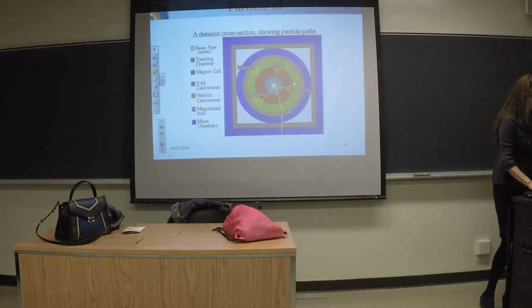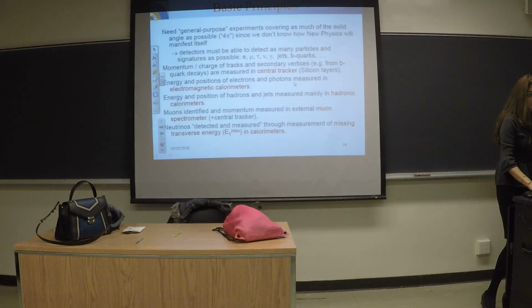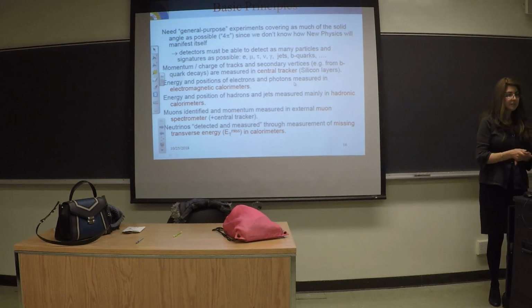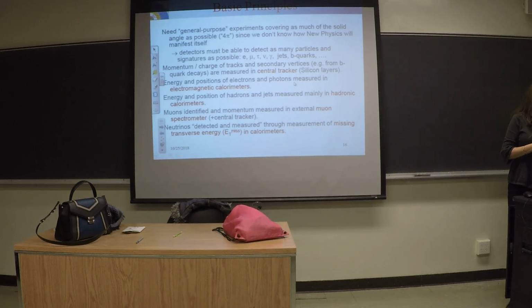So that's kind of a generic way of building a detector today. What are the basic principles? Again, we need a general purpose experiment covering as much as possible of the solid angle. You want to cover as much as possible because everything that you don't measure, you lose. Sometimes you're able to reconstruct what it was that you lost, and sometimes you can't. So you really want to get as much of the 4 pi as you can.